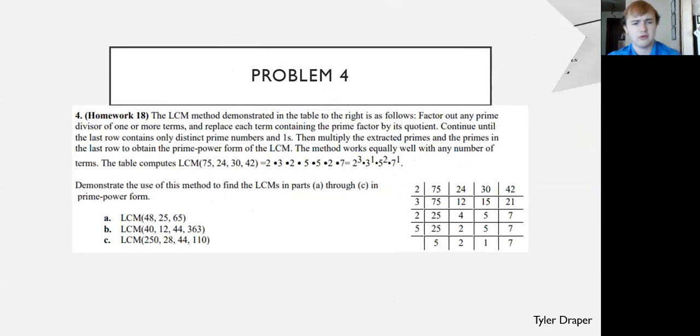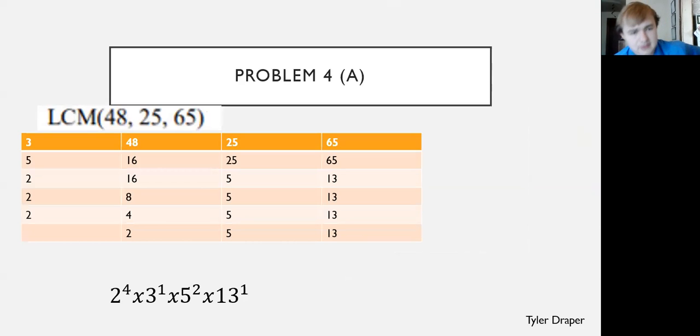Problem 4, the LCM method. What we're going to do with this one is we're going to factor out any prime divisor of the terms, and divide it all the way down till they can't be divided anymore. So A asks to find the least common multiple of 48, 25, and 65. We have our numbers here, 48, 25, 65. These are going to be our factors.